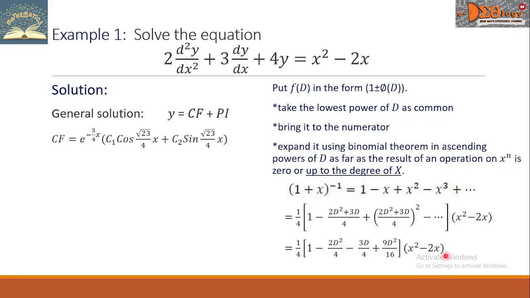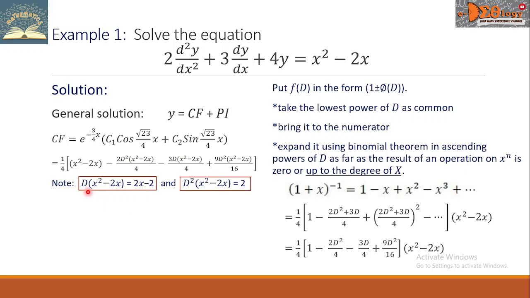Next thing to do is to multiply this x squared minus 2x inside the terms of the grouping symbols. So we have like this. And then let us simplify the D squared and the D respectively of the terms x squared minus 2x. Remember that the D of x squared minus 2x means we're going to take the derivative of x squared minus 2x. And the answer is 2x minus 2. The D squared of the quantity x squared minus 2x means the second derivative of this function. And the answer is 2.